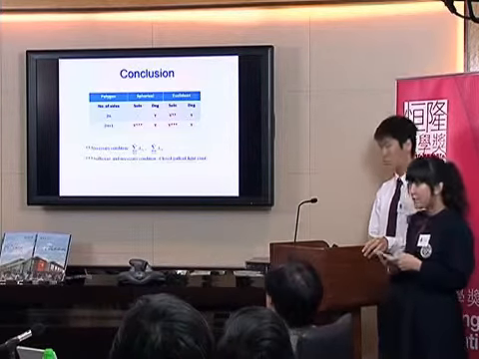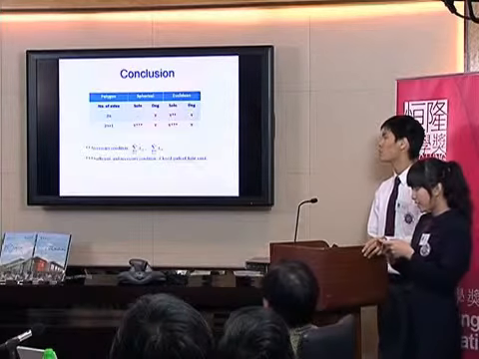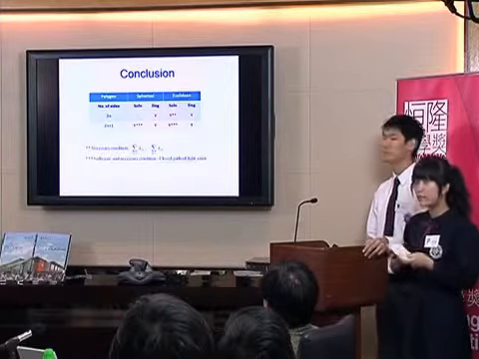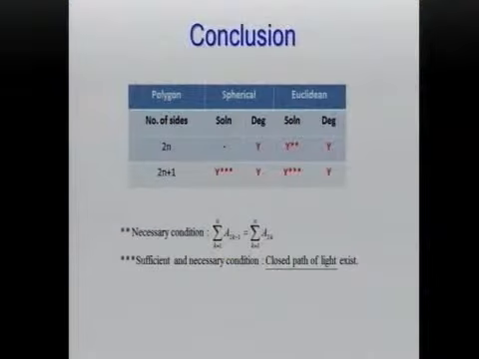In the case of even-sided polygons, only a Euclidean polygon has a solution under a sufficient condition, that is, the sums of alternate angles are equal. This is the end of our presentation.